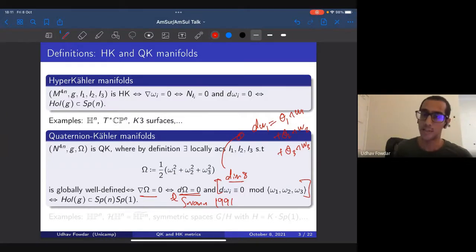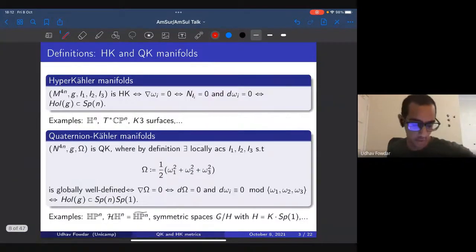So if you're familiar with Spin(7) geometry, then you will know that the Spin(7) four form is parallel if and only if it is closed. So it is a very similar condition here. And a very simple way of defining a Quaternion-Kähler manifold is just saying that the holonomy group is contained inside Sp(n)·Sp(1). And the Sp(1) here is really coming from the fact that this is not zero. The two forms are not closed.